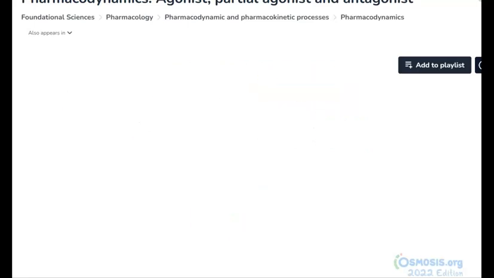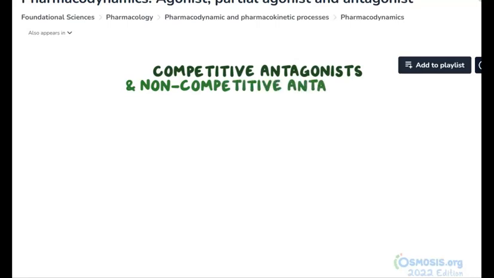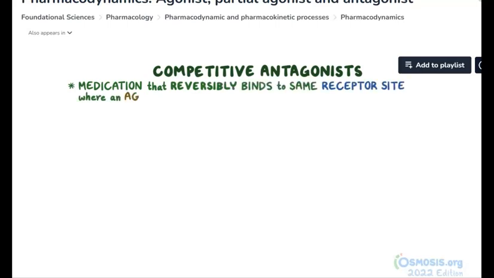Alright. At the other end of the spectrum, antagonists can be divided into competitive antagonists and non-competitive antagonists. Now, a competitive antagonist is a medication that reversibly binds to the same receptor site where an agonist binds, but it does not activate it.